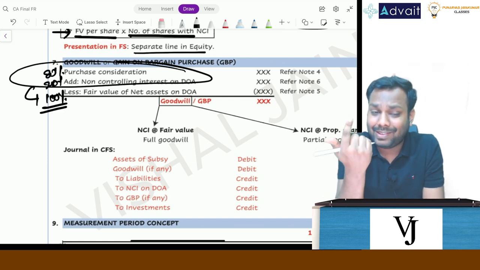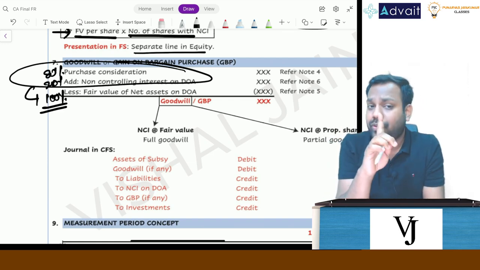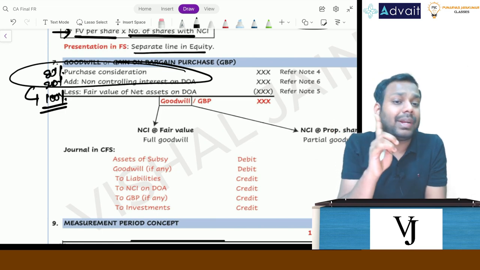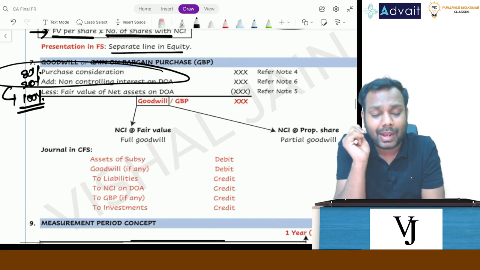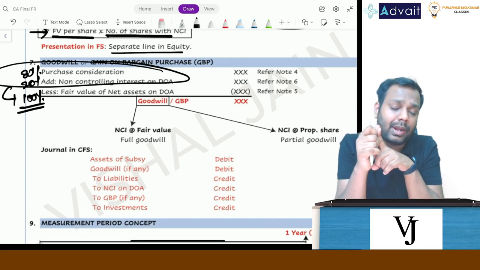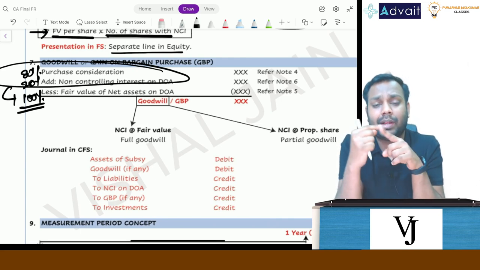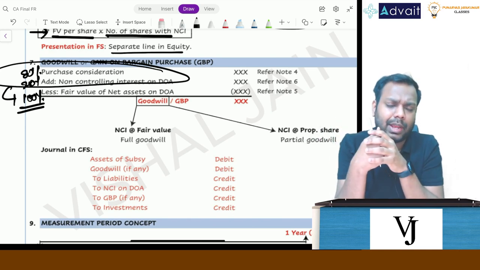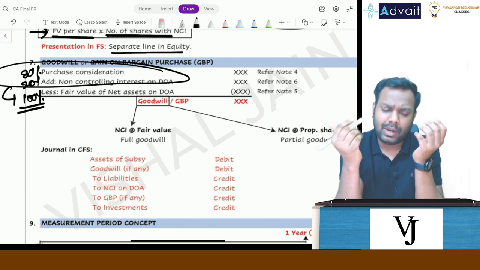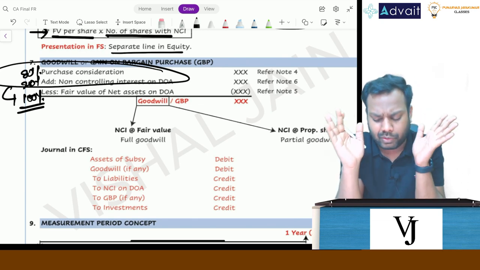Now, if you have goodwill, you record it in the balance sheet as a non-current asset, which will not be amortized. Rather, it will be tested for impairment annually. Gain on bargain purchase will be recorded in other comprehensive income and then in other components of equity. But if the parameters used in calculating the gain on bargain purchase are not rational, then it can be recorded directly in other components of equity.